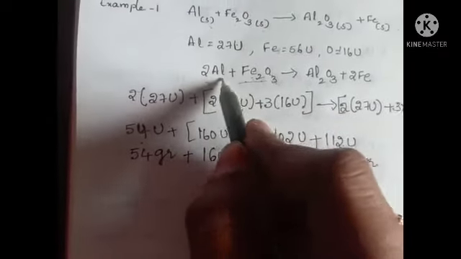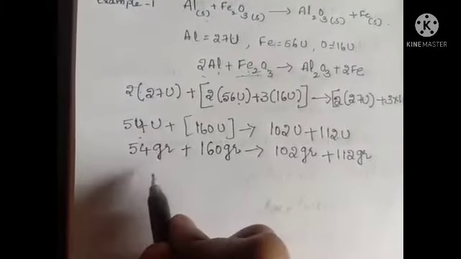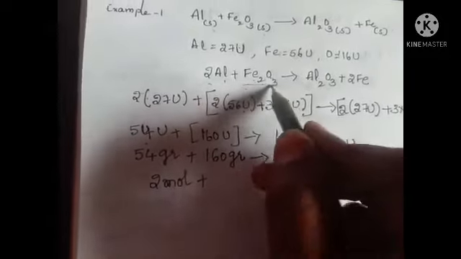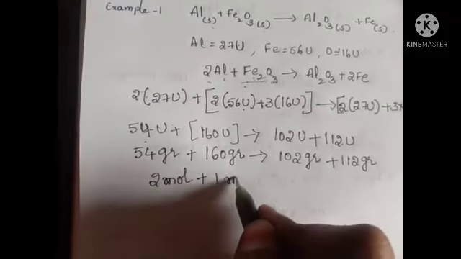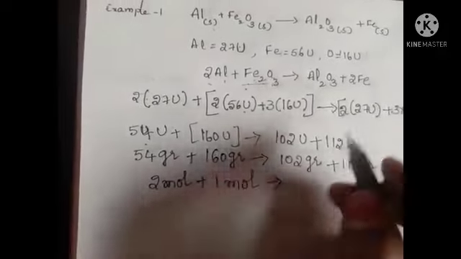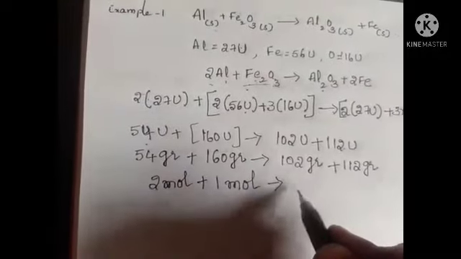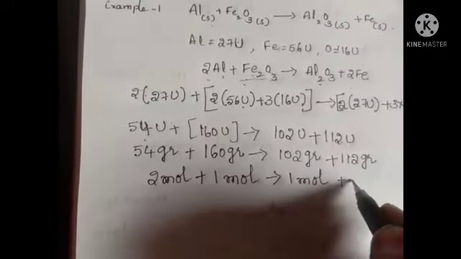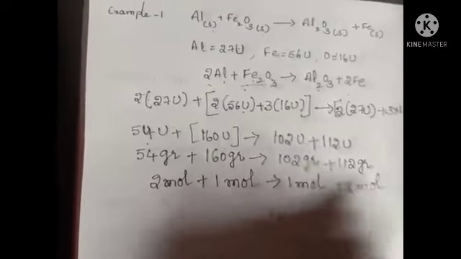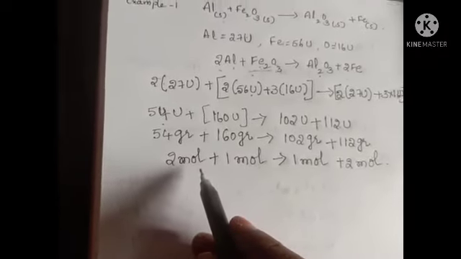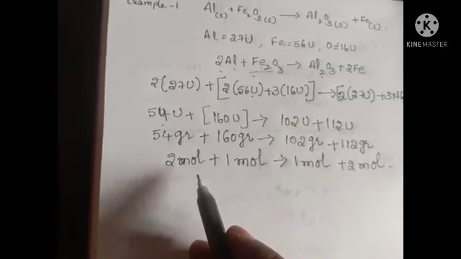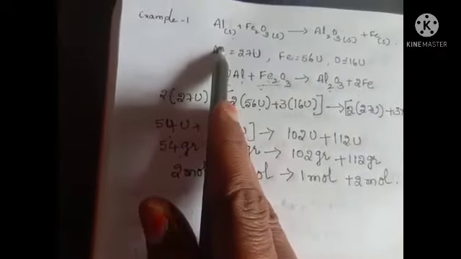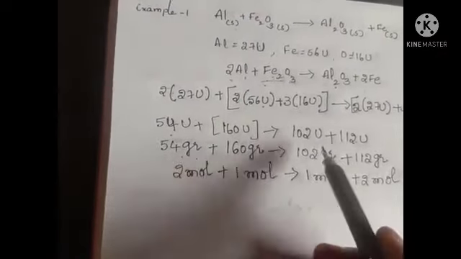Here 2 moles of aluminium plus 1 mole of ferrous oxide gives 1 mole of aluminium oxide plus 2 moles of ferrous. This is the balanced equation. Next, what is the question here? 54 grams of aluminium required.